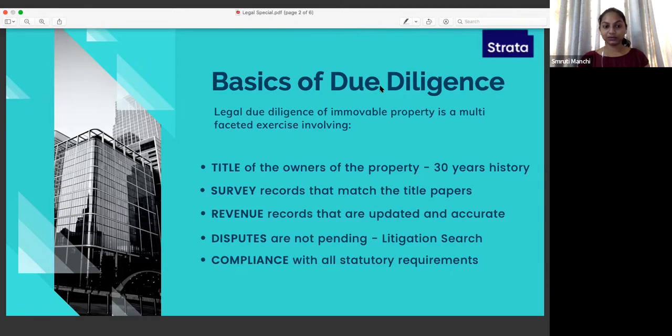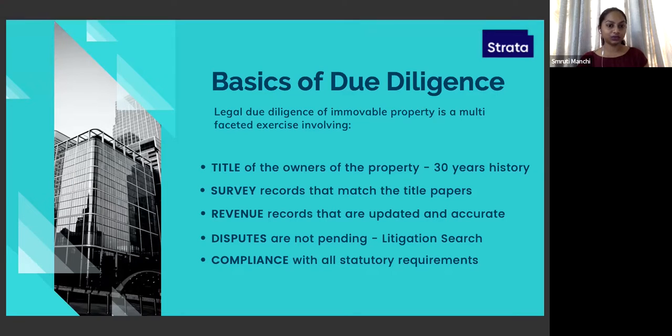Apart from this, survey documents will basically coordinate with the title documents and the revenue documents. When you look at all of these three together, they will reflect each other. For example, your survey document will show who the owner was, and that should coincide with what your title says. And your revenue documents also.